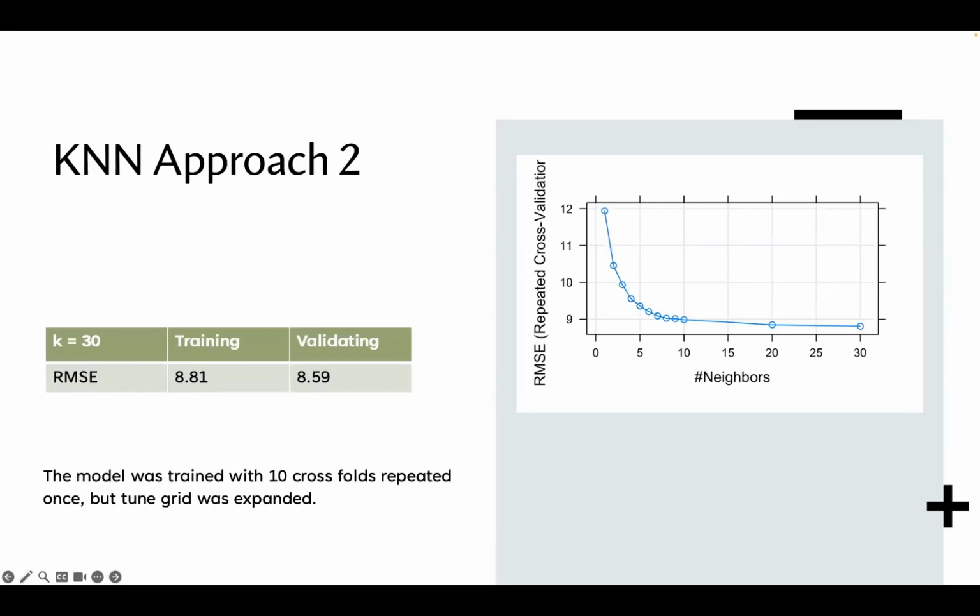This has lower training and validation RMSE when compared to the first approach of k nearest neighbors, but this is not the most optimal. As you can see on the graph, starting at k equals 9, and as you continue to increase your k values, the RMSE also decreases. But this is not the most optimal because a higher k value can imply overfitting of the training model, which then makes it less reproducible for future models.